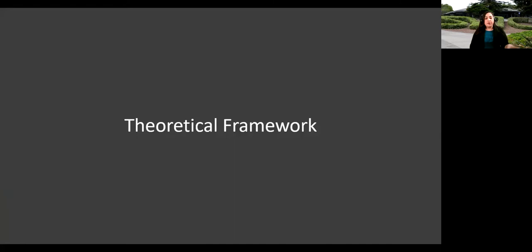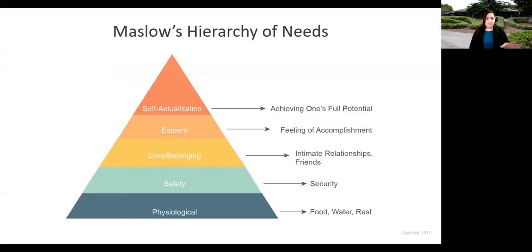So the theoretical framework for what our Architectural Design 1 students are doing really falls under Maslow's hierarchy of needs. At school, professors can't expect students to be their best selves. They can't reach self-actualization, their fullest potential, if they're missing the most basic physiological needs: food, water, and rest.